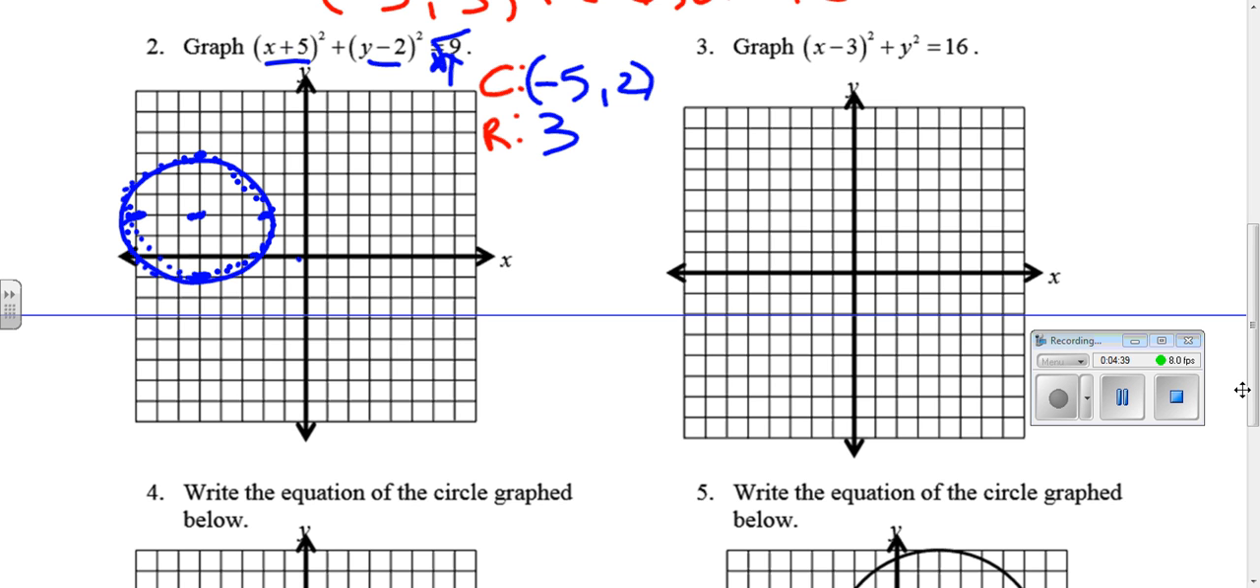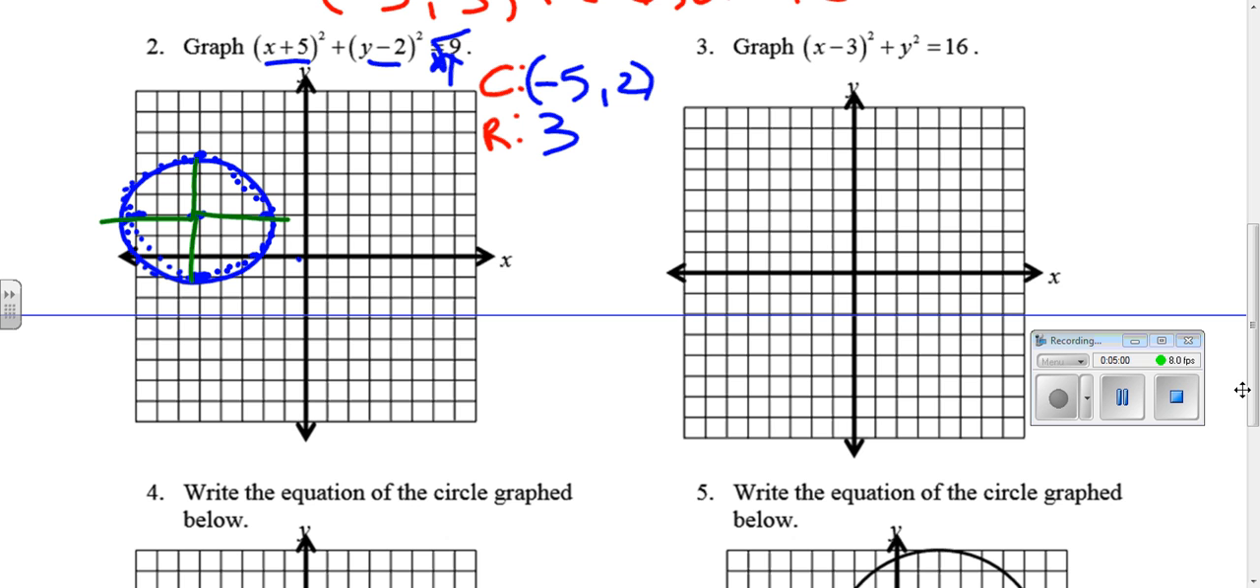Okay, there's my circle. What I did was I just went around and around and made dots, and once I saw a good line, I drew my circle in. This circle has a center at (-5, 2) and its radius is 3. The distance from here to here, here to here, here to here, here to here, my radius is 3. All right, good. Pause the video and try number 3 on your own.